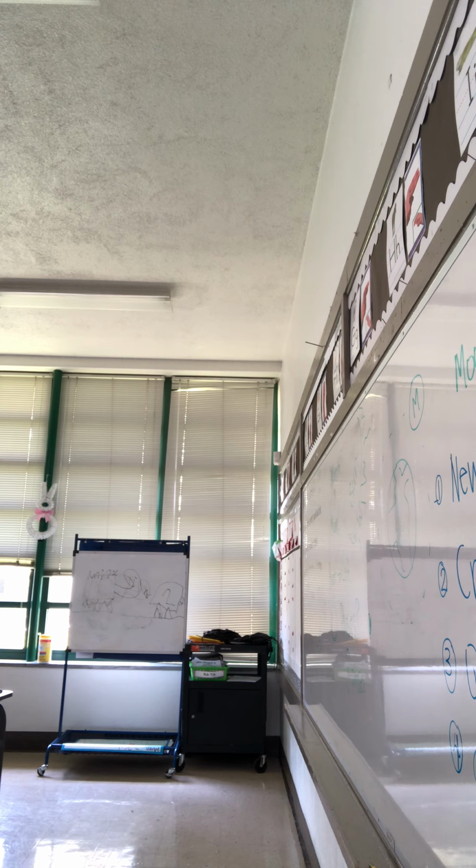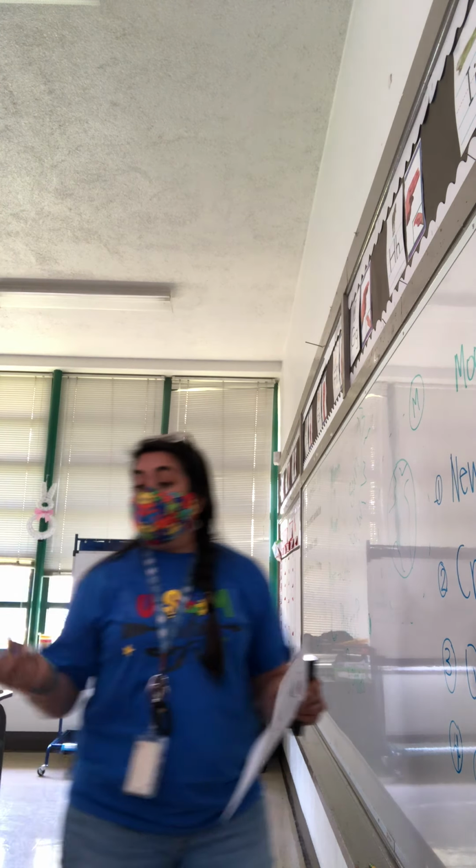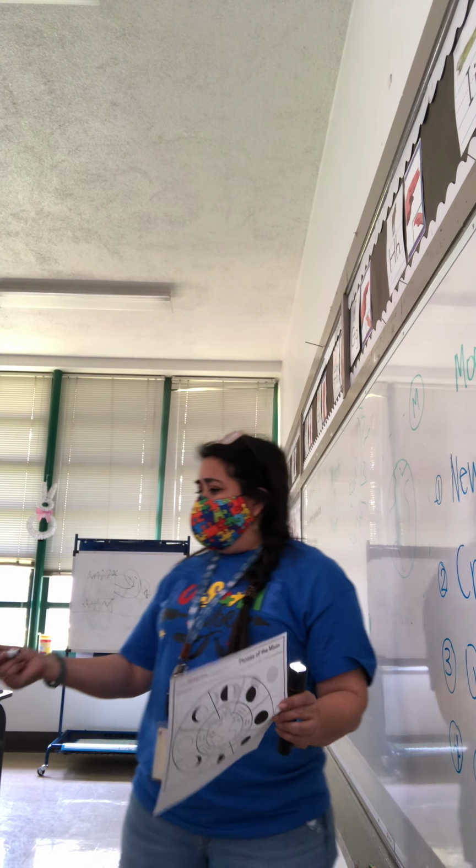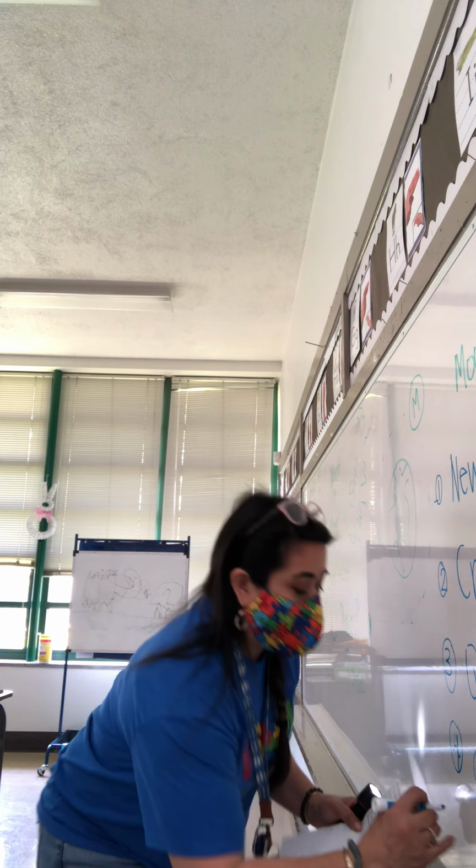So look, we're going to do them in this order. First, your new moon. Let me help you. New. Then your crescent. Quarter. So remember, the dark part is the part of the moon that we cannot see, right? Look at you go. I'm so proud of you.